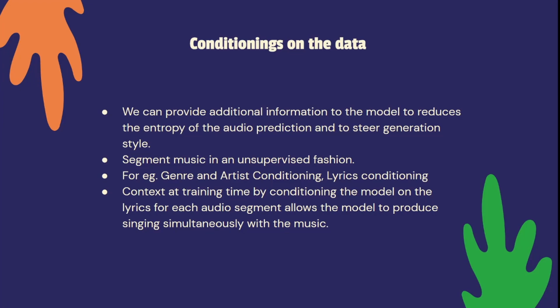Some examples of conditioning we can implement on the data are genre conditioning, artist conditioning, and lyrics conditioning. Now note that in order to be able to control the generative model, lyrics conditioning provides more context at training time by conditioning the model on the lyrics corresponding to each audio segment, allowing the model to produce singing simultaneously with the music.